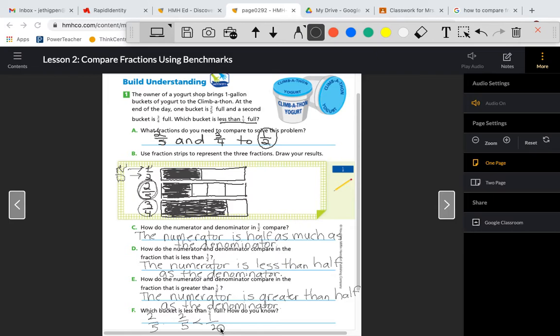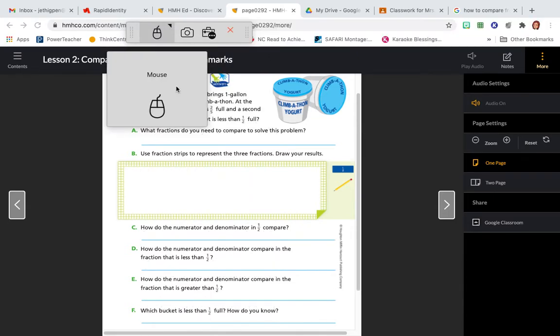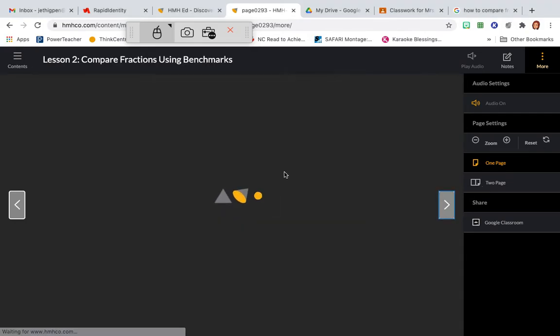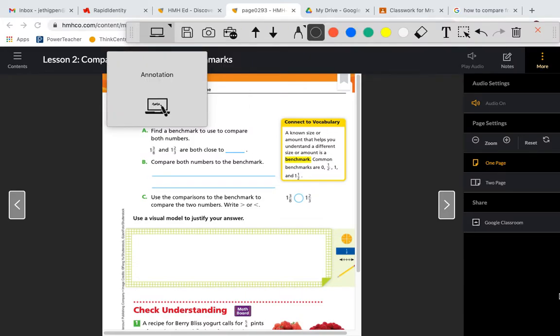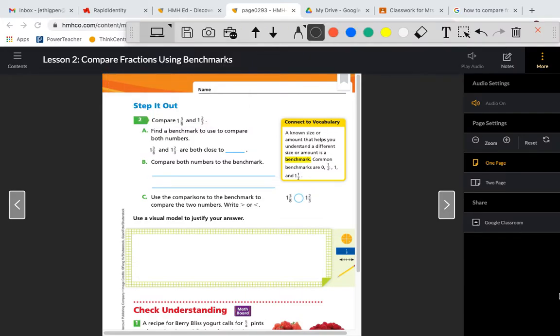Okay, let's continue to practice this strategy with step it out. So let's go to page 273. Okay, compare 1 3/8 and 1 2/3. So here's our vocabulary. This is the vocabulary that I read to you earlier in the video. Benchmark is a known size or amount that helps you understand a different size or amount. And then they showed us some common benchmarks.